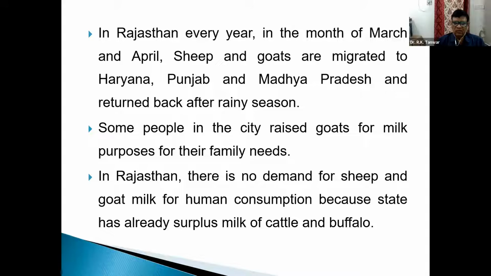Otherwise, for meat purposes, they get the sheep and goat from the flock. In Rajasthan, there is no demand for sheep and goat milk for human consumption because the state already has a surplus of cattle and buffalo milk.